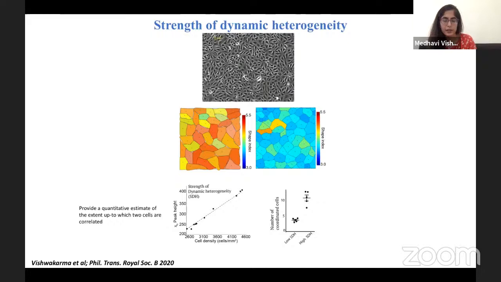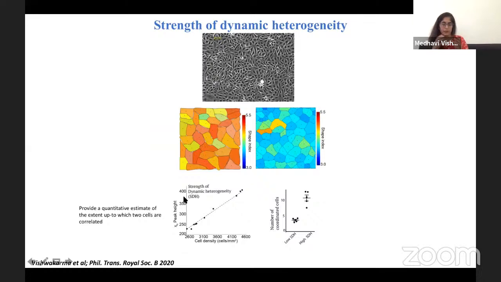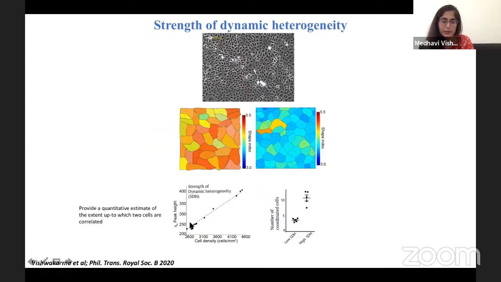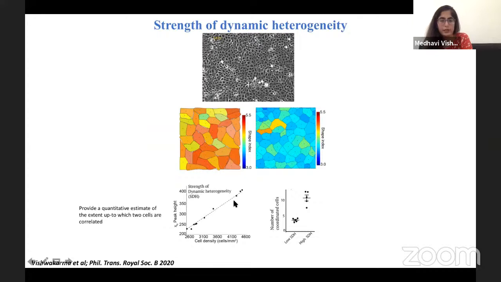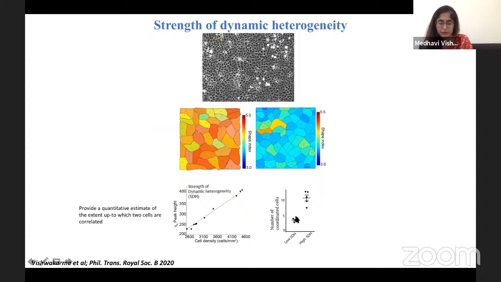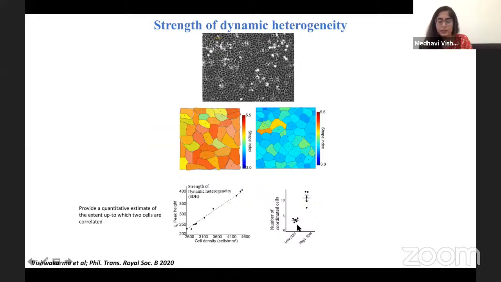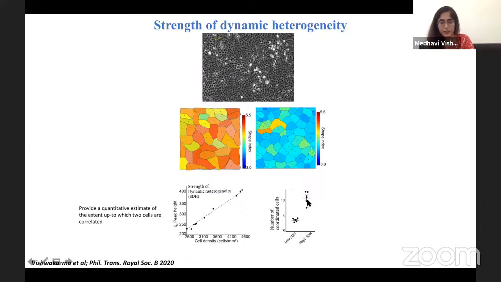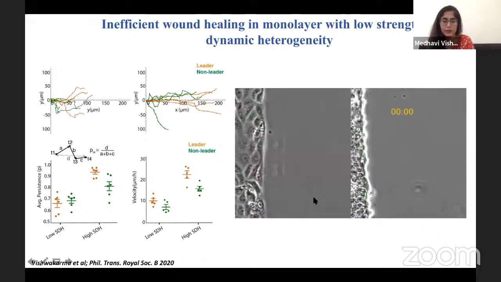We obtained the strength of dynamic heterogeneity parameter from the peak height of the correlation. And what we saw is that with cell density, the strength of dynamic heterogeneity is increasing and the cooperativity is increasing. So this is not a surprise. We also saw that the number of cells that coordinate their motion and forces is low at low strength of dynamic heterogeneity, and when the strength of dynamic heterogeneity increases with density, we have more coordination. And this coordination can also be appreciated in wound healing.